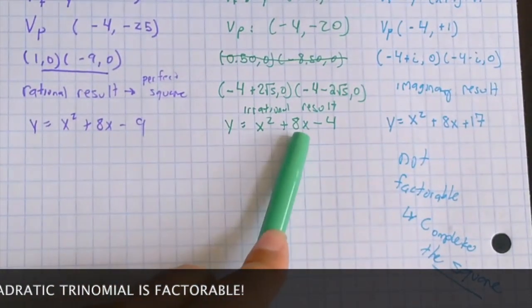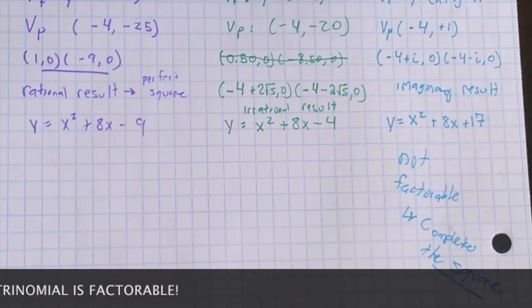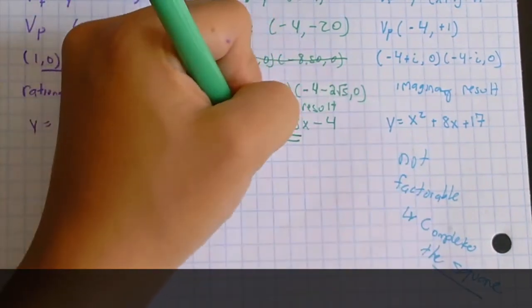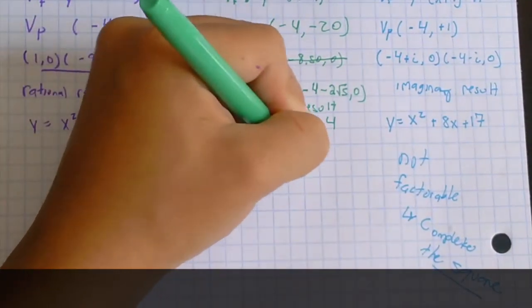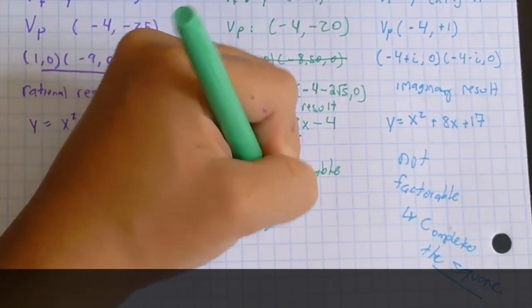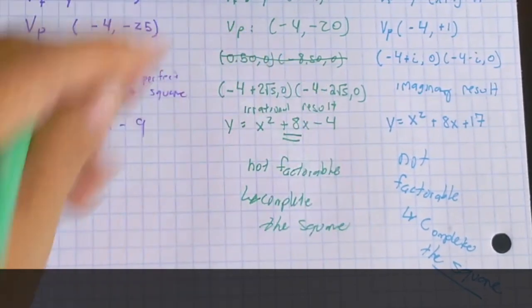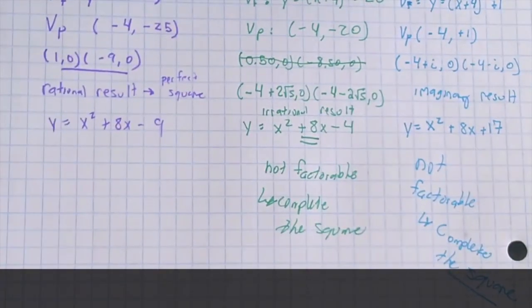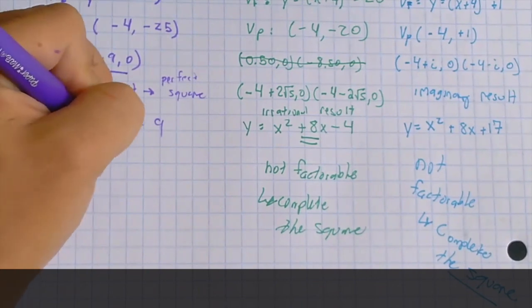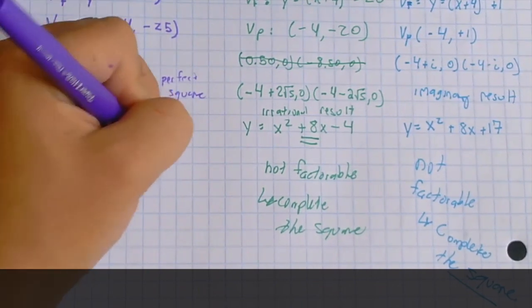Let's do x squared plus 8x minus 4. Well, factors of negative 4: 4 and 1, 1 and 4, 2 and 2, switch them up between positive and negative. None of them will equal positive 8, so this too is not factorable. So you must complete the square. Okay, now let's go into x squared plus 8x minus 9. Well, actually, it is factorable, because what happens when I do the quantity of x plus 9 times the quantity of x minus 1?